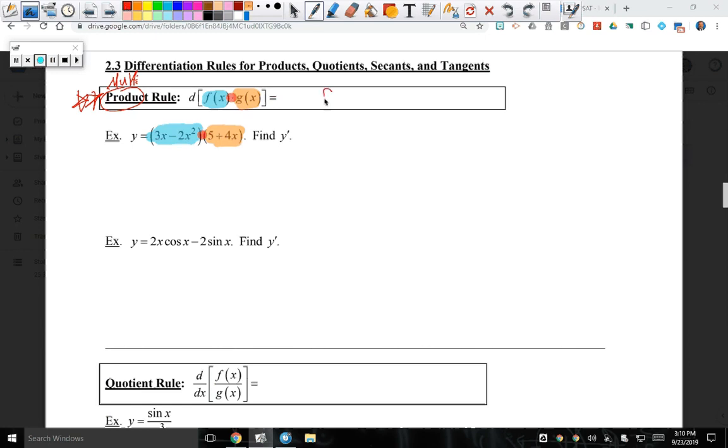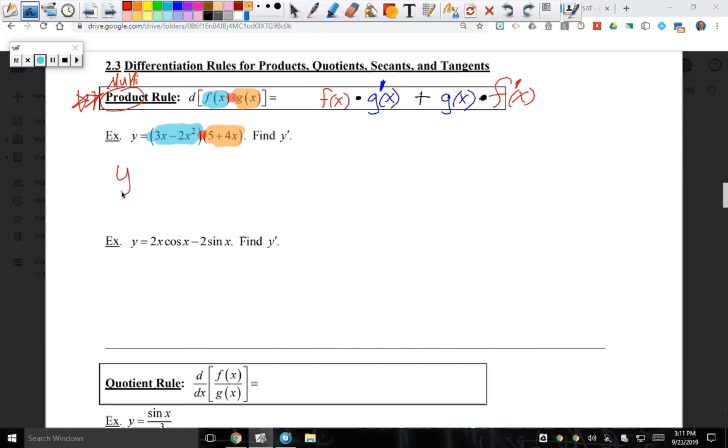The first times the derivative of the second. Notice how I did that? g prime. Okay, plus the second times the derivative of the first. So guys, instead of doing all that work by definition of the derivative, all I have to do for this product is follow this rule. Okay, so let's go ahead and do that.